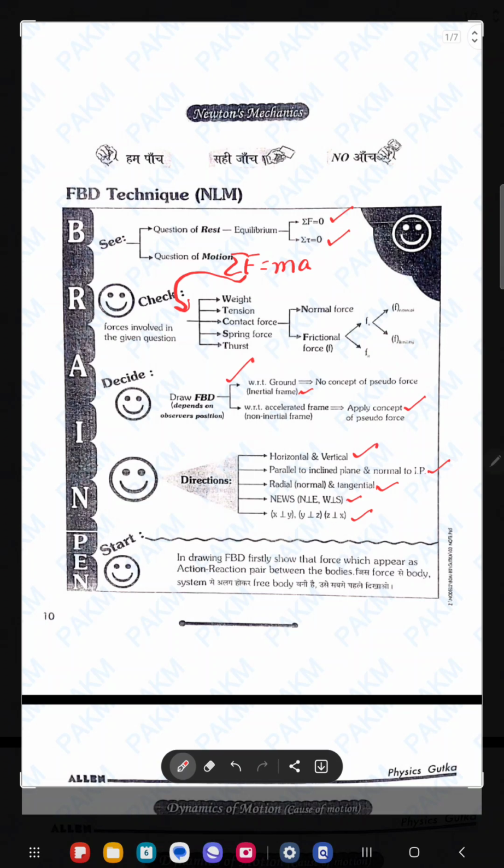In drawing a free body diagram, firstly show those forces which appear as action reaction pairs between the bodies. So we can say every mass is associated with FBD. Always remember, every mass is associated with a free body diagram. So I thought this much analysis you need to do.